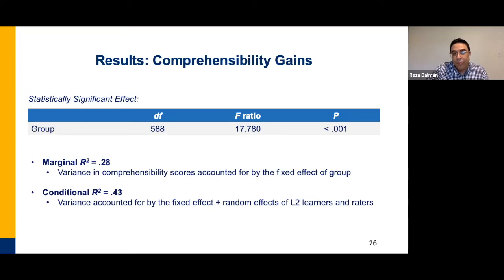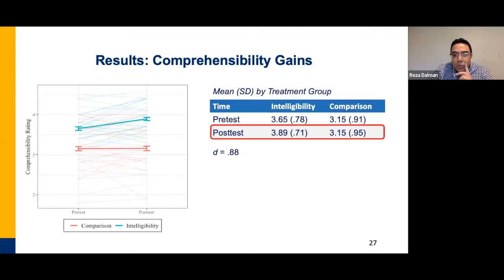And for the comprehensibility gains, like I said before, we compared only the post-test scores of the L2 learners. And the result was statistically significant. The intelligibility group outperformed the comparison group in the post-test in comprehensibility, which means that the intelligibility group was perceived to be more comprehensible, easier to understand in the post-test compared to the comparison group. And the effect of instruction was medium to large. The comparison group, however, did not make a lot of improvement from the pre to post test.